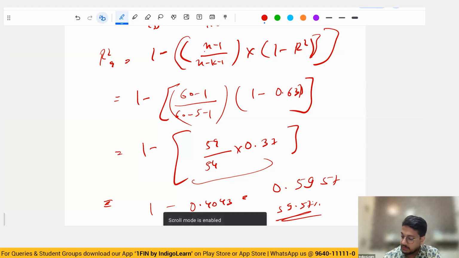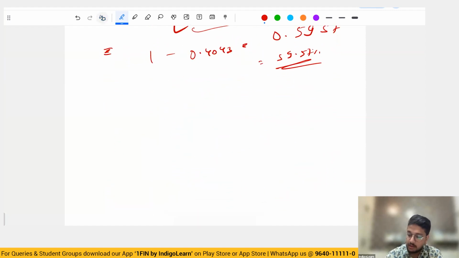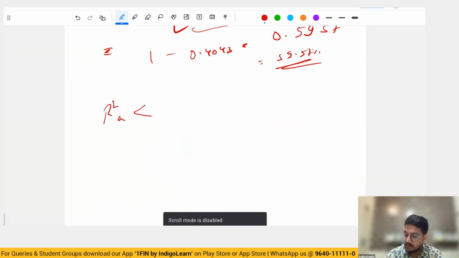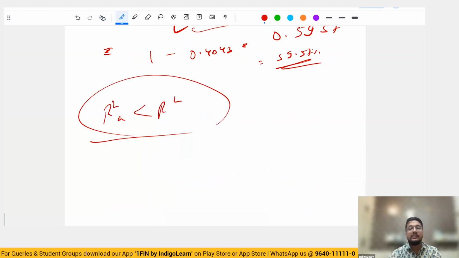Now there's one very interesting thing in this, that adjusted R square is less than R square. And this shall be the case in most situations, or I would say in almost every situation, because you are getting reprimanded for including any additional variable in the whole system.